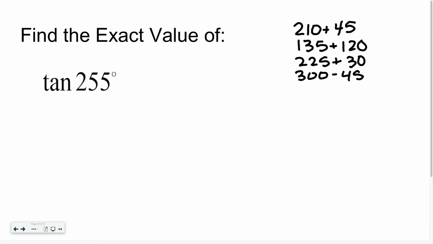135, that's part of the 45 degrees. So that tangent will be 1 or negative 1 because it's in quadrant 2. And 120 is part of the 60-degree family, isn't it? So that has a tangent of radical 3. In quadrant 2, it'll be negative radical 3. But I'm liking this one because then I don't have a fraction. Do you see how I'm thinking about that?